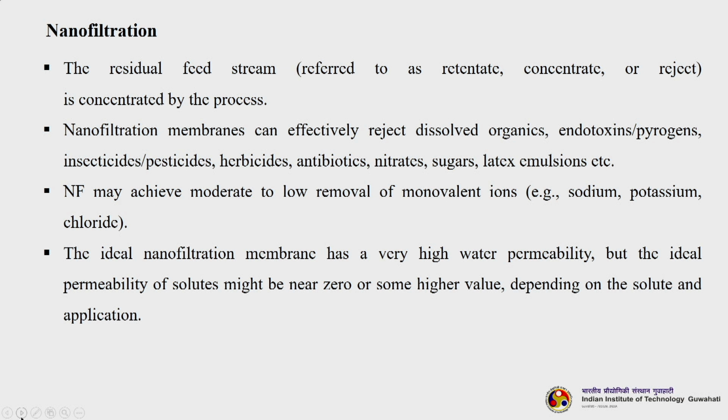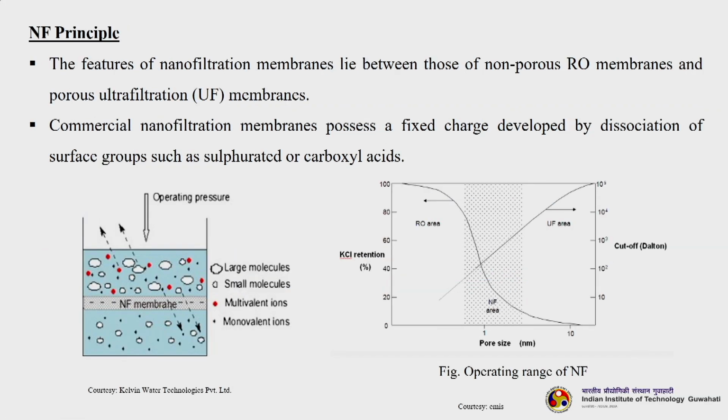An ideal nanofiltration membrane has a very high water permeability, but the ideal permeability of solutes may be near 0 or some higher value depending on the solute and application. So, an ideal nanofiltration membrane will pass as much water or permeate as possible, while retaining all sorts of solutes and ions. The features of nanofiltration lie between those of the non-porous RO membrane and the porous ultrafiltration membrane. This is what we just discussed.